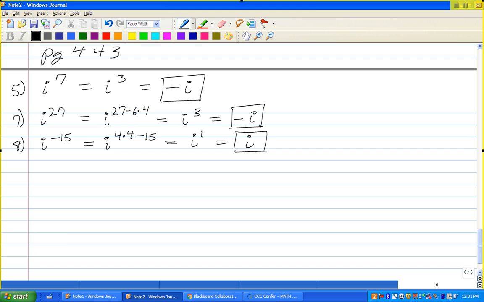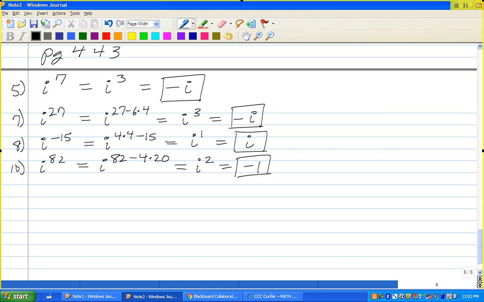Let's do problem number 10. I to the 82. Well, 82, if I subtract 80 from it, I to the 82 minus 4 times 20. So again, I'll get rid of the multiples of 4. 4 times 20 is 80. 82 minus 80 is 2. So I get here I squared. But again, I squared is negative 1. And so I to the 82 is negative 1. Okay.